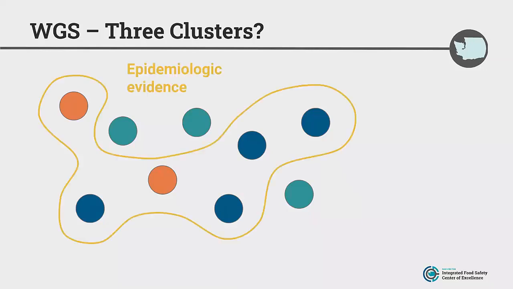But what we found is really important to integrate is that your epidemiologic, traceback, and other evidence can come in and say, well, even though whole genome sequencing might break it down a little bit further, it's still really important to look at your epi evidence and other lines of evidence to see whether cases are related.